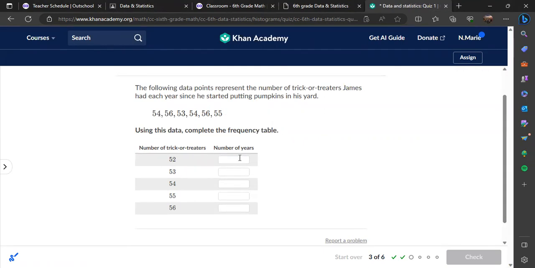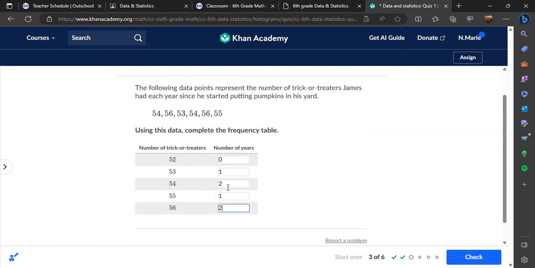Okay, so let's see. Are there 52 for any of the years? No. Is there 53? Yes, for one of the years. Is there 54? Yes, for 2 of the years. You see it repeated there twice. 55, one of the years, and 56, 2 of the years.